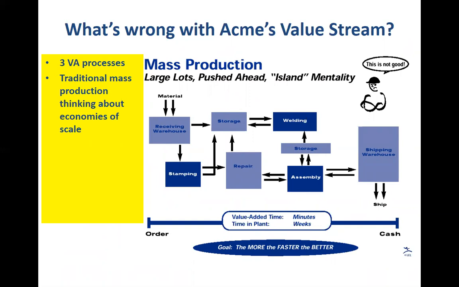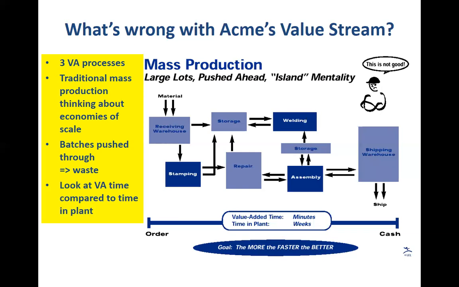And then there's a traditional mass production going on because the focus is on economies of scale. And these batches are resulting in a lot of waste, a lot of inventory sitting in between processes. And overall, if you look at the value added time versus the time in plant, so this is 23.6 days. That is the time in, and that we saw up here was 188 seconds, about 3 minutes. So we see there's a big disparity between the value added time versus the total time it takes.